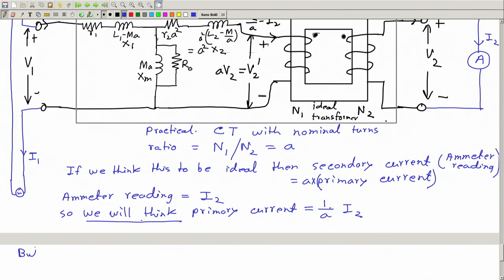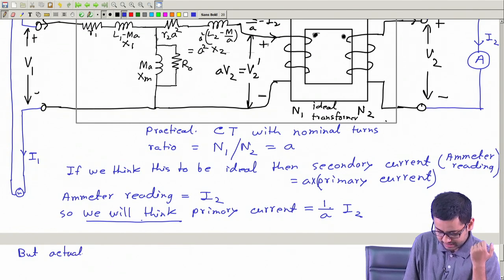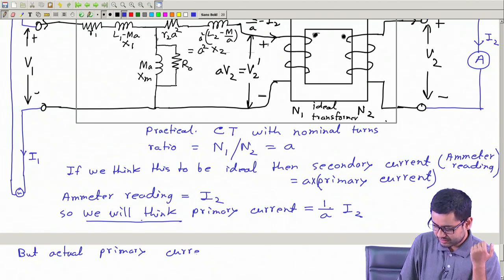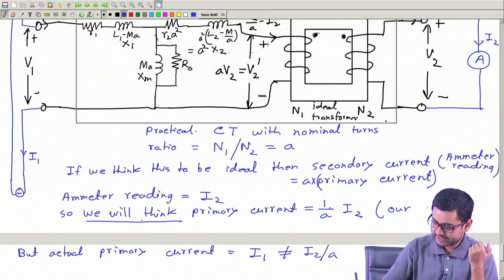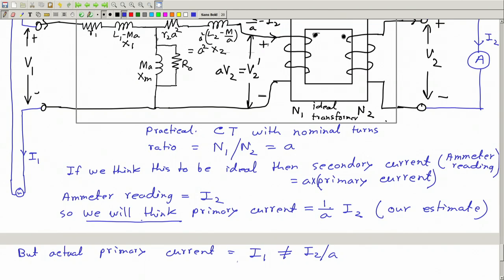But actual primary current is equal to I1, which is not equal to I2 by A. So this is our estimate and this is the true value. These two are not equal, so that's why we will have an error.